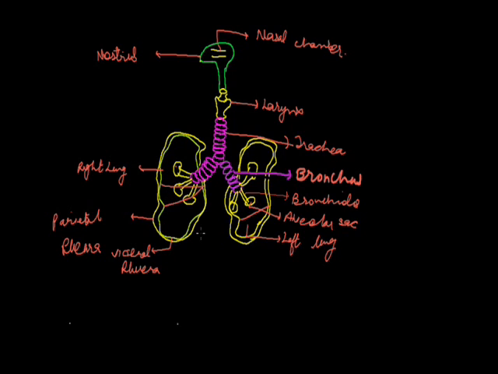Between both lungs a space is present. This is known as the heart space, where the heart is present. Now we will discuss the respiratory system through a flow chart, or we can say the passage of air.